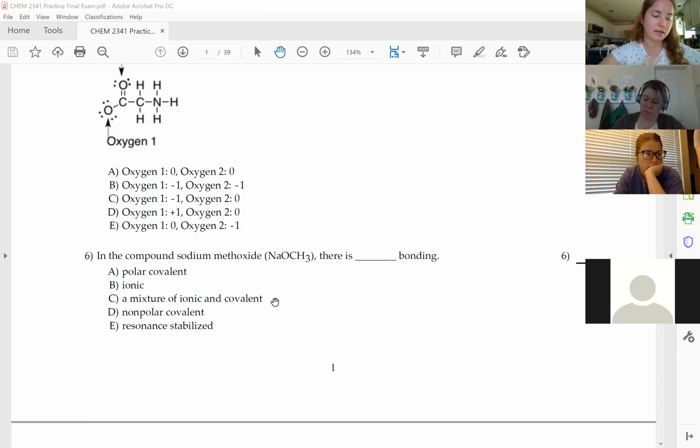Does anybody have any ideas? Nonpolar covalent. Let's draw it out.